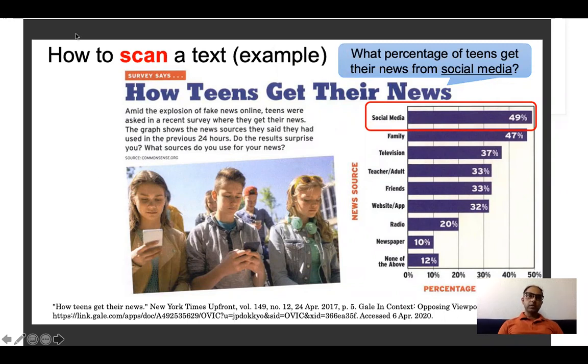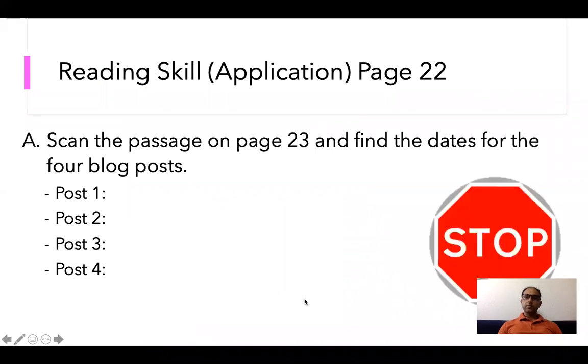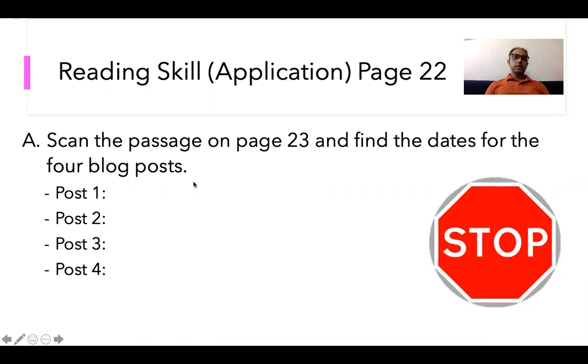Next, we're going to talk about exercise A on reading skill in your textbook. Please stop the video here and quickly scan the text on page 23. Scan the passage on page 23 and find the dates for the following 4 blog posts. You have 4 blog posts, 4, 3, 2, 1, in the opposite order on page 23. Please quickly look at each post and find out the dates. Stop the video here and do the activity in your textbook as the screen says.